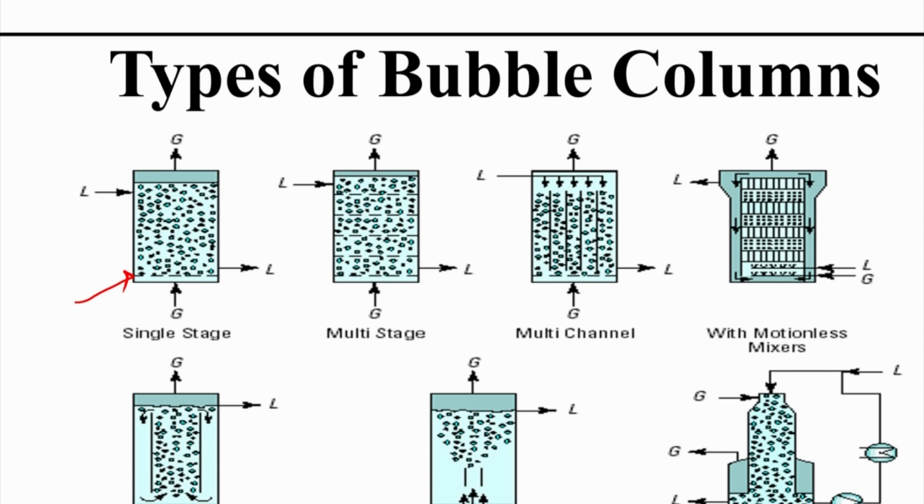What people have done, they have put different sieve trays, like those used in a distillation column also. So, what will happen? The idea was, if you put a sieve, the moment a bubble gets bigger, the sieve will come and break the bubble again into a smaller size.